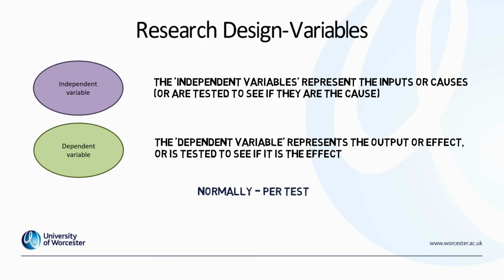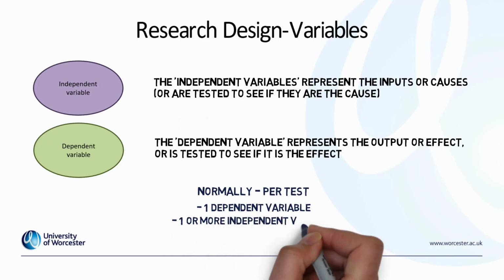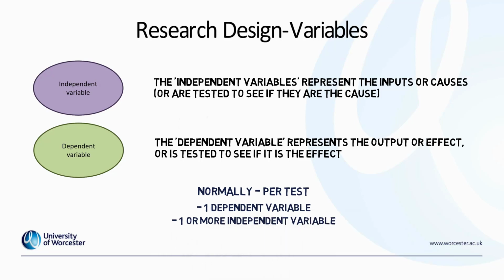Normally, within statistical testing, you need one dependent variable and one or more independent variables per test. Of course, within your research project, you can do numerous statistical tests, but as a starting point, normally you need at least one dependent variable and one or more independent variables. So it's important you're able to define which is your independent variable and which is your dependent variable.